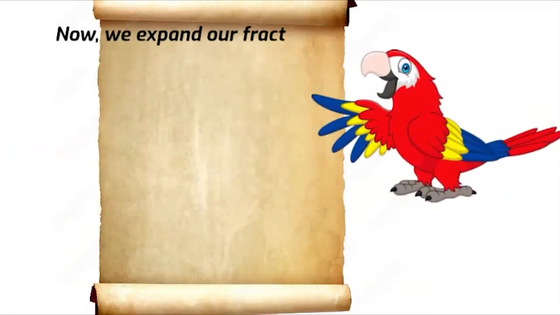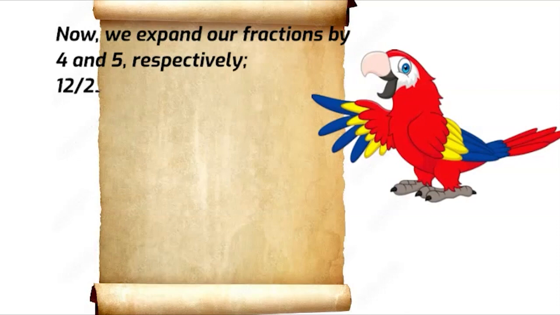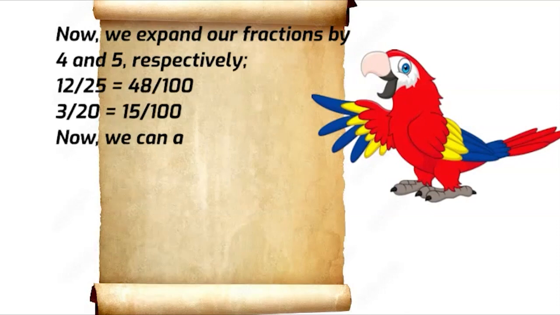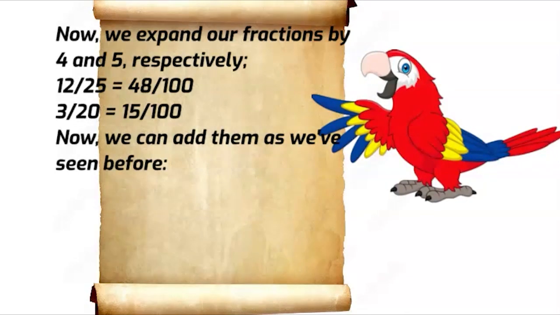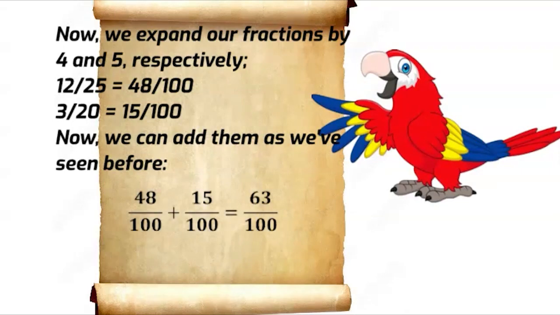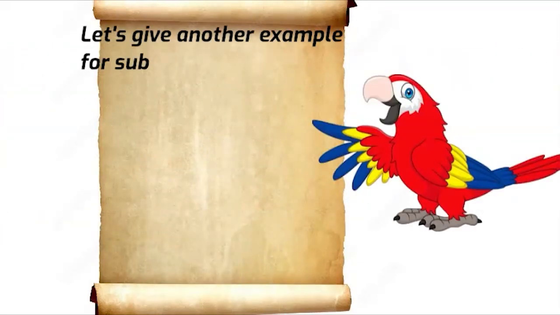Now, we expand our fractions by 4 and 5, respectively, and get 48 over 100 and 15 over 100. Now, we can add them as we've seen before. 48 plus 15 is 63 and the denominator, as always, stays the same. So, our resulting fraction is 63 over 100. Let's give another example for subtraction.